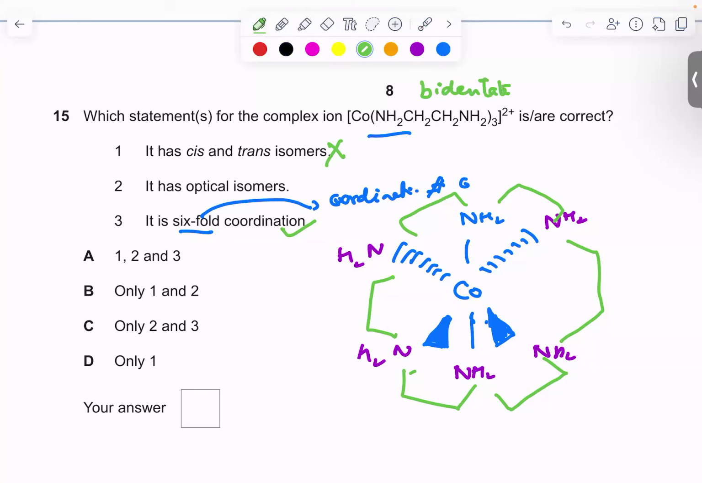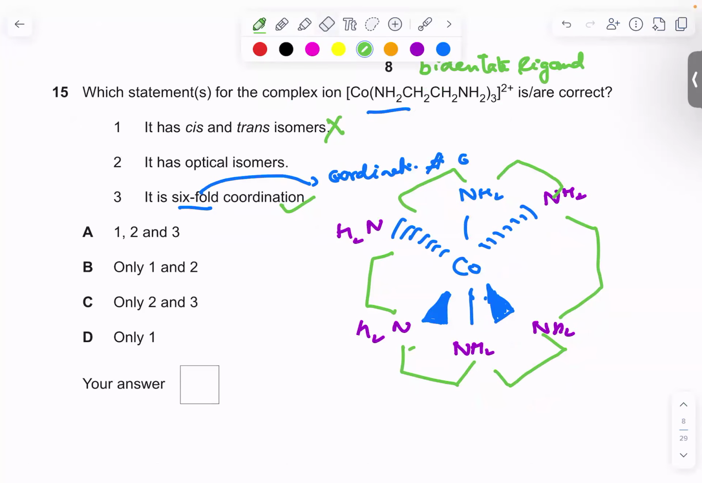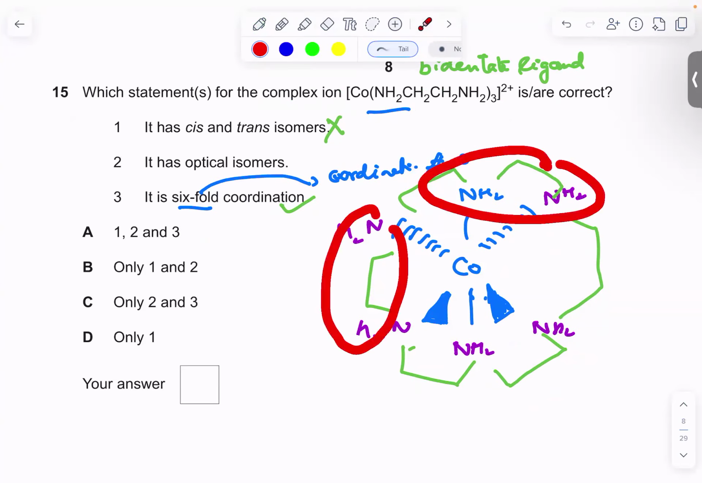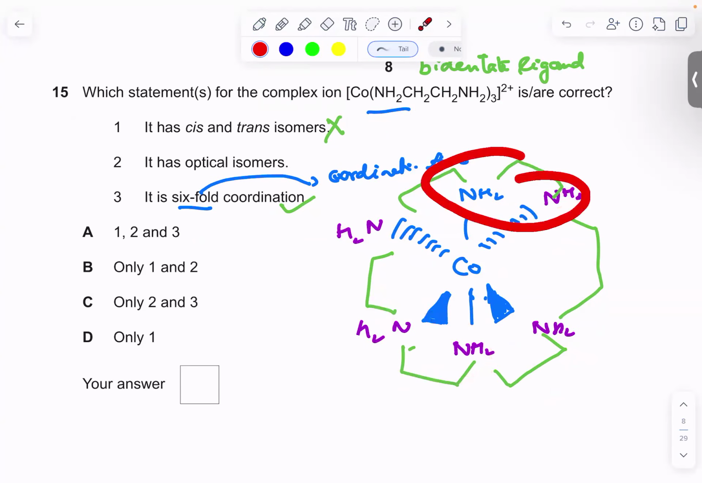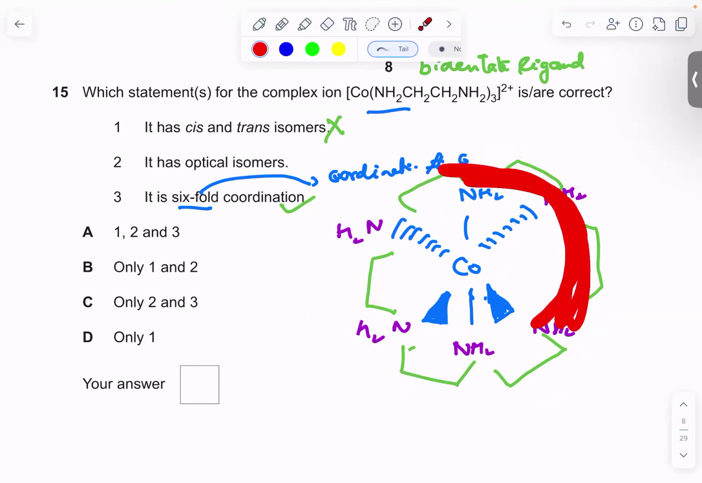Sorry, Miss Sharma, can you explain the first one again? It doesn't have cis trans isomers. Yeah, cis trans isomerism means that these ligands should be somewhat different. Trans is when they are opposite to each other, and cis is when they are parallel to each other. Besides the one, all the other ligands are the same. So we don't have cis and trans isomers.